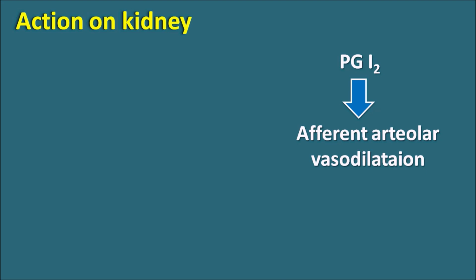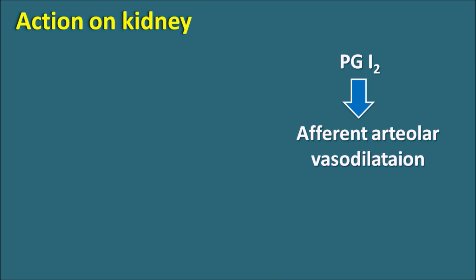Second one is the action on the kidney. This is again very important, and many of the NSAIDs again show some adverse effects on the kidney. So again, the prostaglandin I2, which is commonly known as prostacyclin, acts as a vasodilator, and this prostacyclin is also responsible for the inhibition of the platelet activity. Now this prostaglandin I2 is responsible for the vasodilatation of the afferent arterioles at the Bowman's capsule. Afferent arterioles are the incoming arterioles which are entering into the Bowman's capsule.